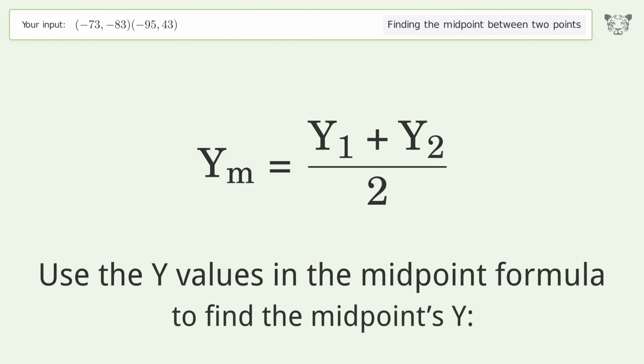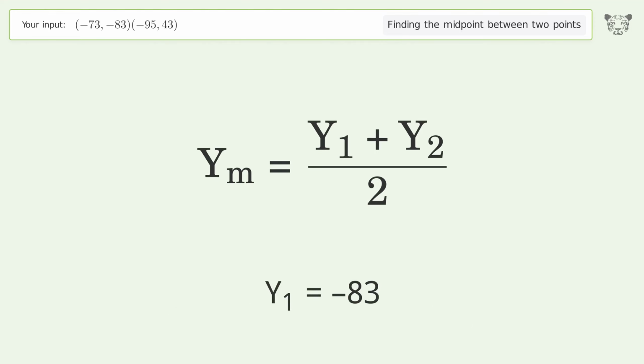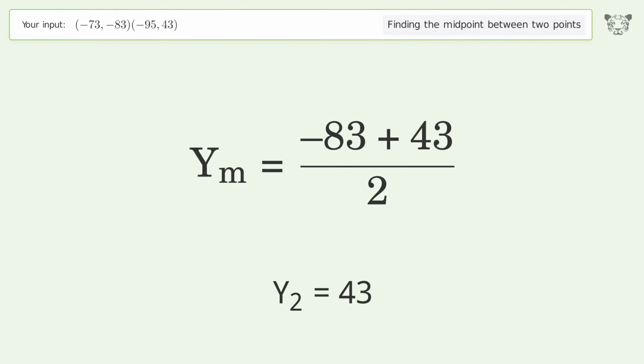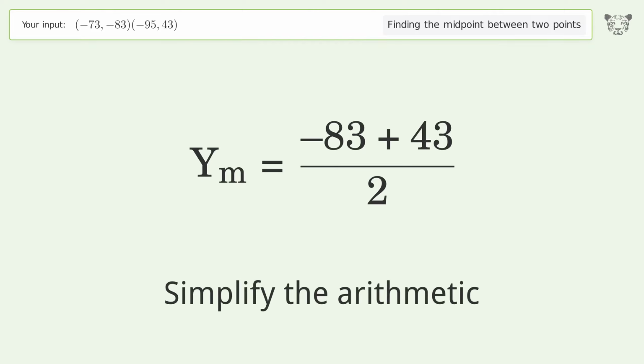Use the y values in the midpoint formula to find the midpoint's y. y1 equals -83. y2 equals 43. Simplify the arithmetic.